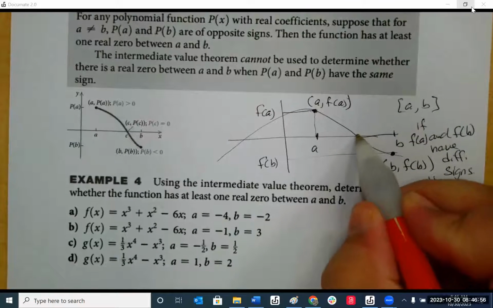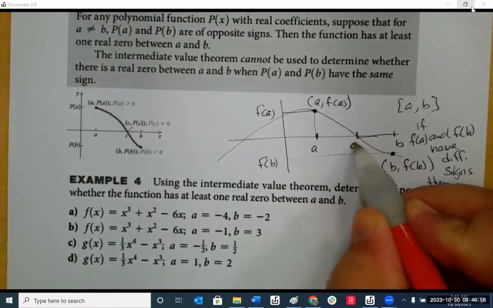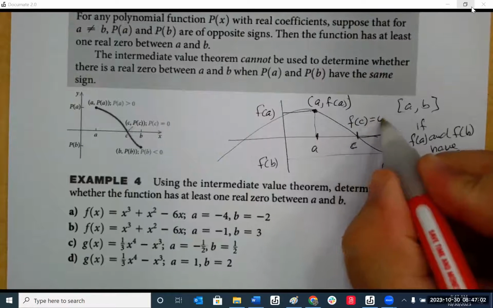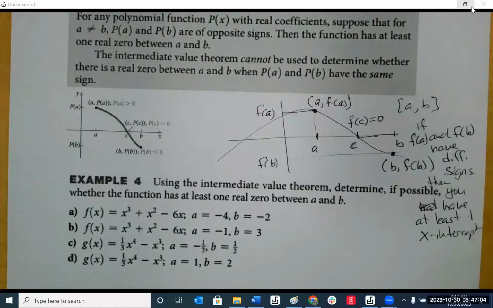What it says is there's a point in there, we call it C, where if you plug it in the function, it equals 0. That's what it tells us. It doesn't tell us how many or where it is. It just tells us it exists.